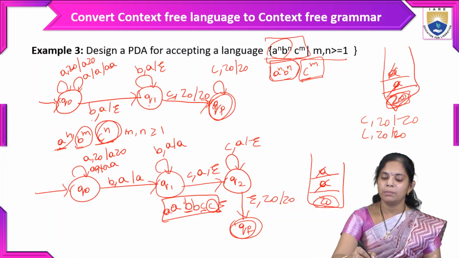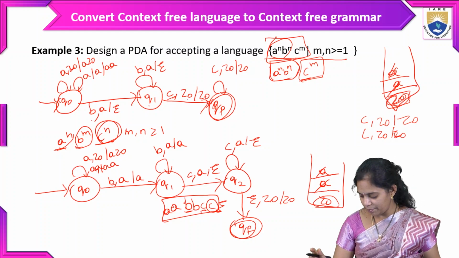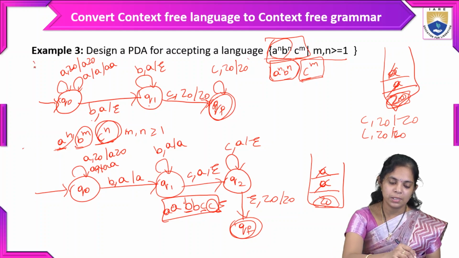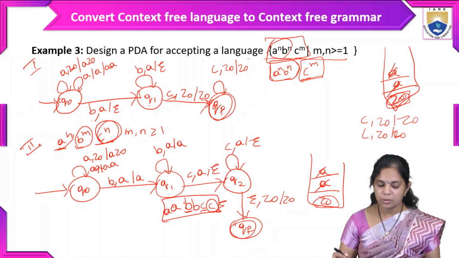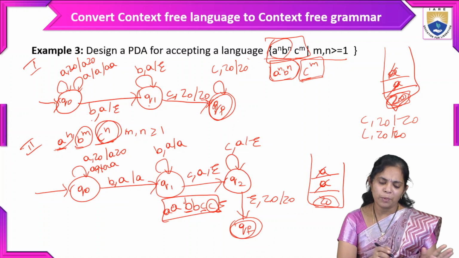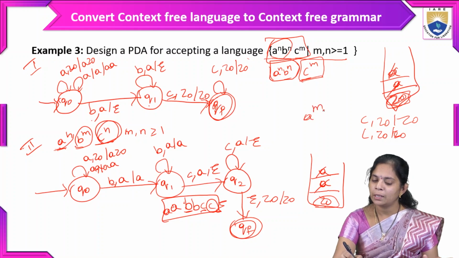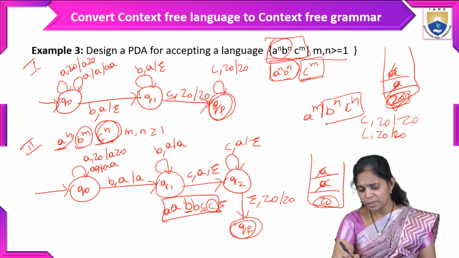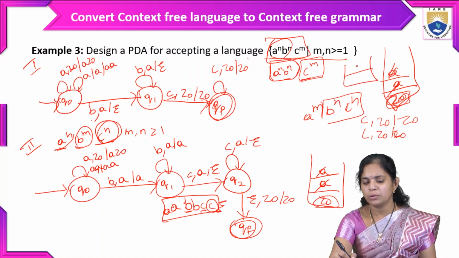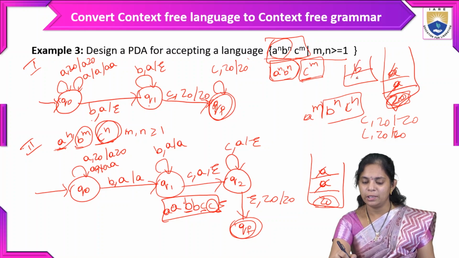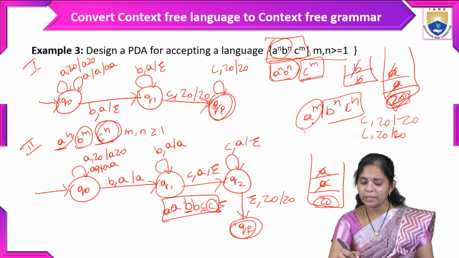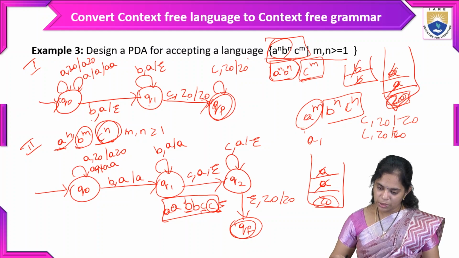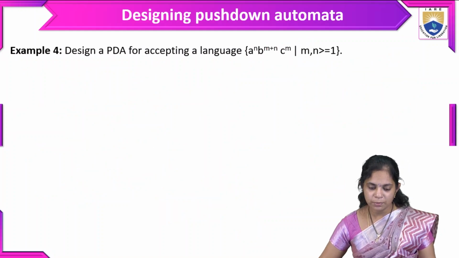So this is A power n, B power n, with three input symbols A, B, C. This is one type and this is the second type. We are just replacing the values. Suppose here A power m, B power n and C power n is there. We need to equalize this. How? We need to push the B values into the stack and pop while reading the C values. And while reading the A value, we don't need to do anything. So this is about these two examples.